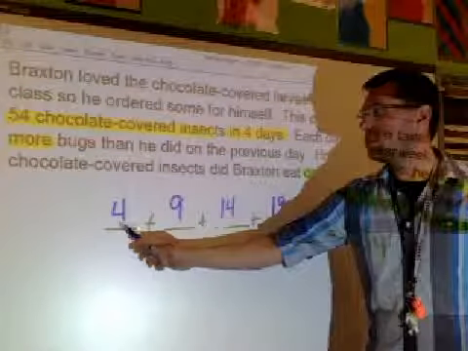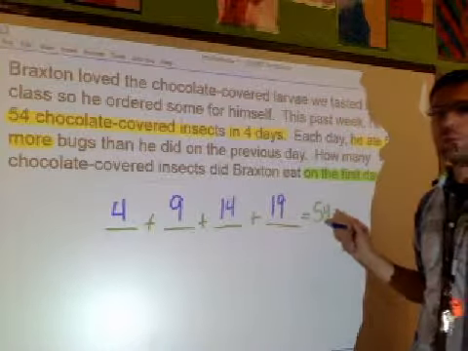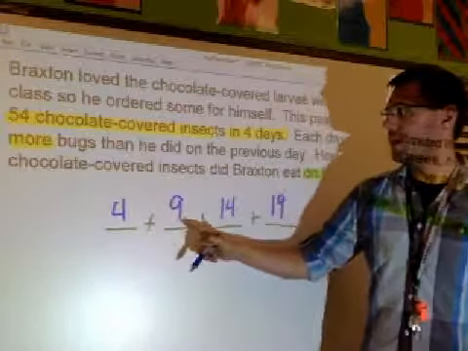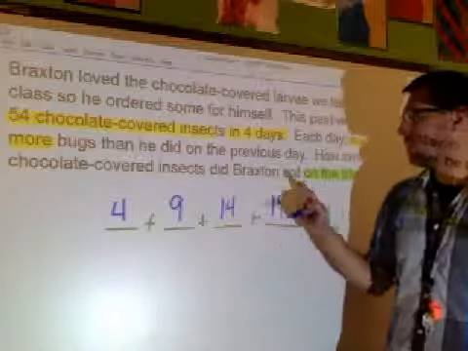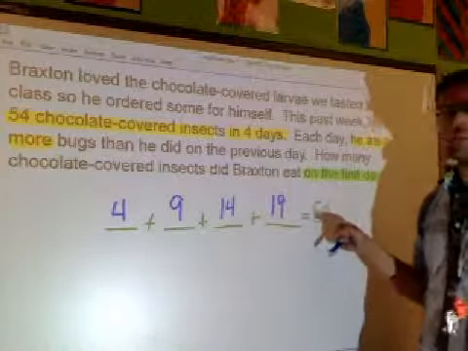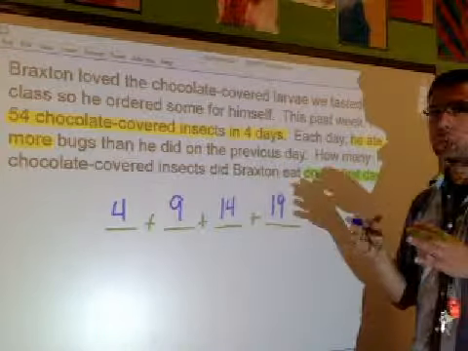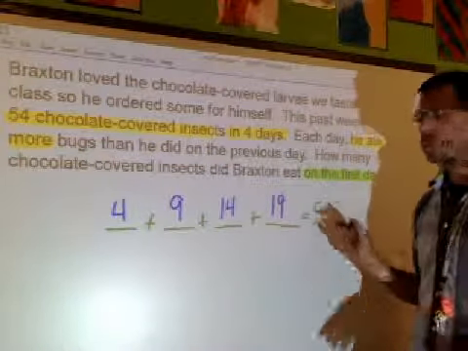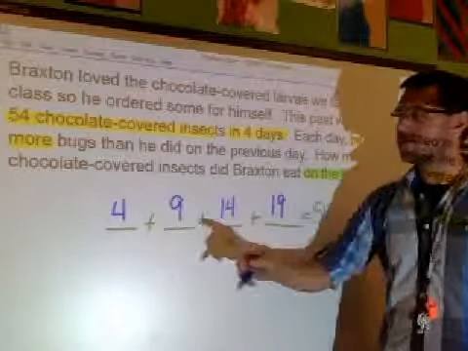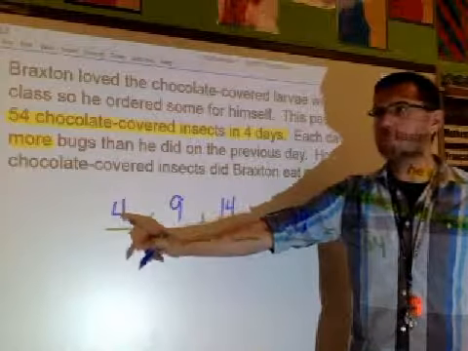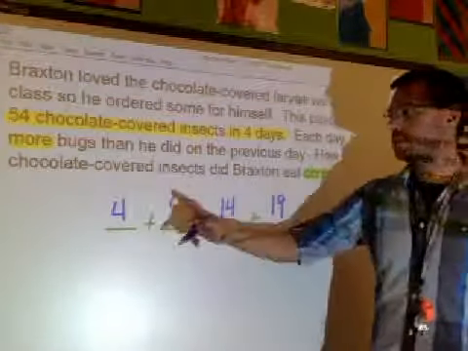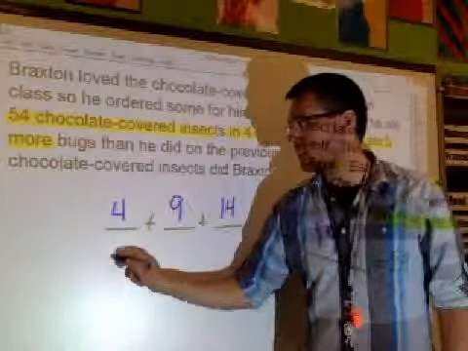So if I add all these together, I want to see if that equals 54, because that's how many Braxton had in those 4 days. So 4 plus 9 is 13, plus 14 is 27, plus 19 is 46. That doesn't equal 54, it equals 46, but that's pretty close. So Faith knows that she's not too far off. Her first number is not 4, but it can't be too much more than 4, because then we'd be way over 54. So she said the next number she tried was 6.